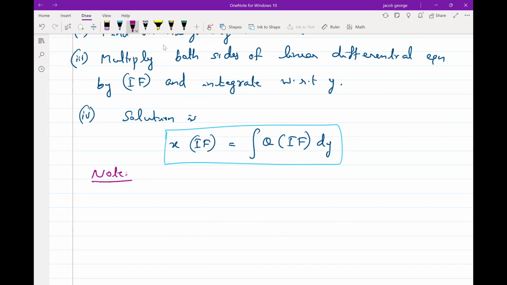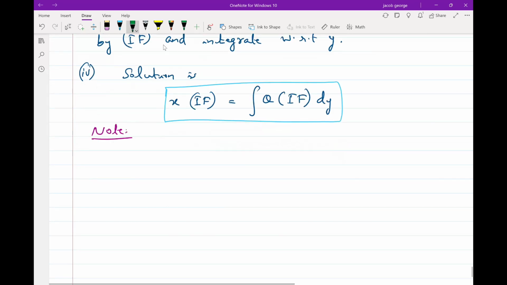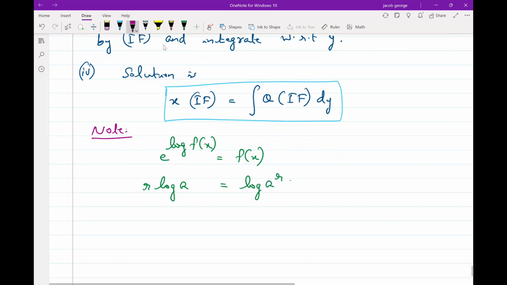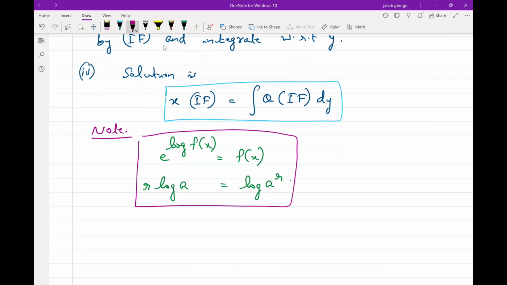These are the log results. E raised to log of f of x equal to f of x. Another log result that we have used already, r log a. What is r log a? Log a raised to r. So these are the log results that we are going to apply here, especially the first one. E raised to log f of x is f of x. If there is any coefficient for log, you will take it as a power. Then we can cancel it out.